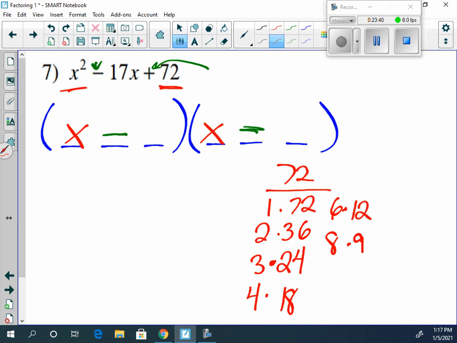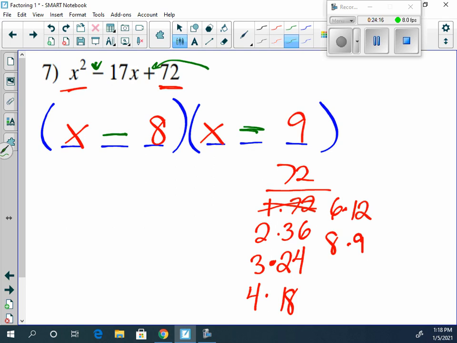So looking at all these here, which set of factors do we want to try first? 8 and 9. Why would I never try 1 and 72? Why is that one never going to work? Well, we know that the signs are both the same, yes? So the numbers, these factors, when combined, are going to go up, yes? Well, 72 is already bigger than 17. There's no way to get to it. So most of these here aren't going to work. So I'm going to try some smaller numbers, 8 and 9.